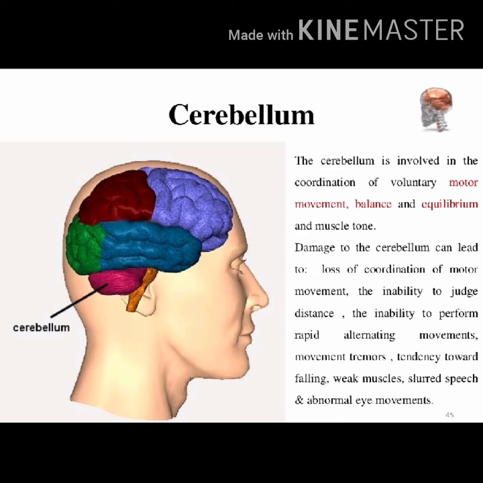Next is the functions of the cerebellum. The cerebellum is involved in the coordination of voluntary motor movement, balance and equilibrium, and it maintains muscle tone. Damage to the cerebellum can lead to loss of coordination of motor movement, the inability to judge distance, and inability to perform rapid alternating movements. It also causes movement tremor, a tendency towards falling, weak muscles, slurred speech and abnormal eye movement.